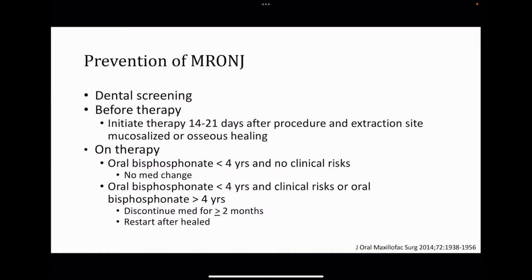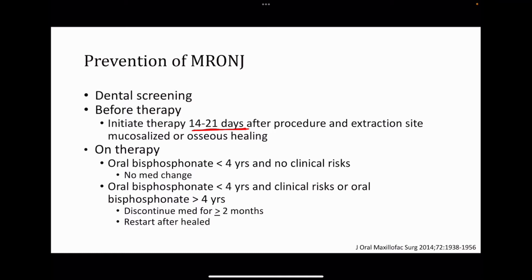Now, to prevent medication-related osteonecrosis of the jaw, we want to make sure that the patient is getting dental screening, because the patient might not even know that there's an issue with that jaw, right? So that's a good chance where the dentist can catch that and we can do an intervention if needed. Now, let's say a patient needs a dental procedure done. Before we initiate a bisphosphonate, we want to wait at least 14 to 21 days, and that's just making sure that it's properly healed.